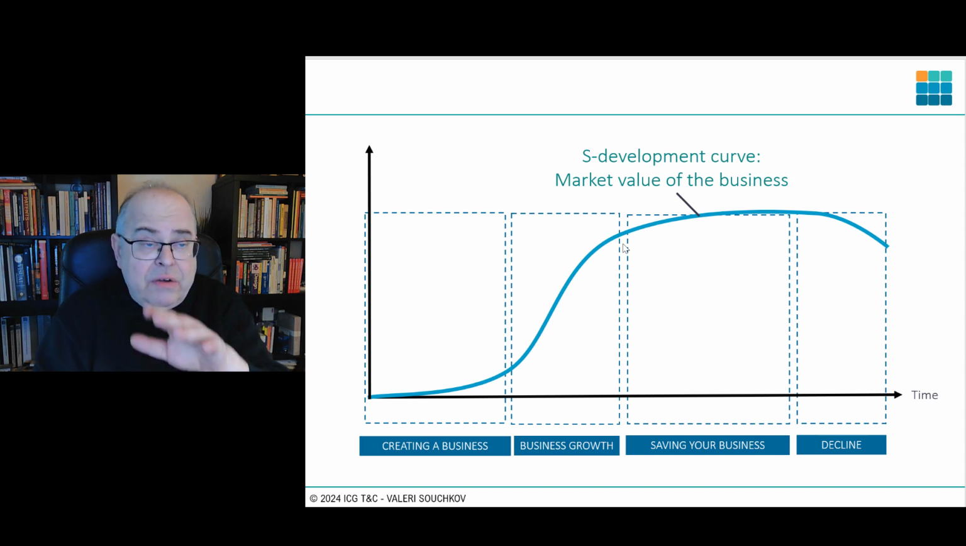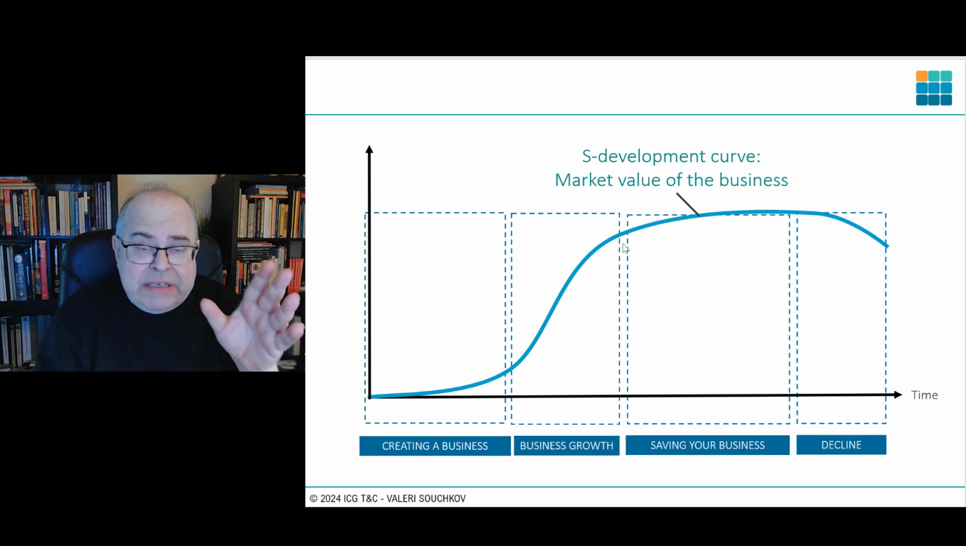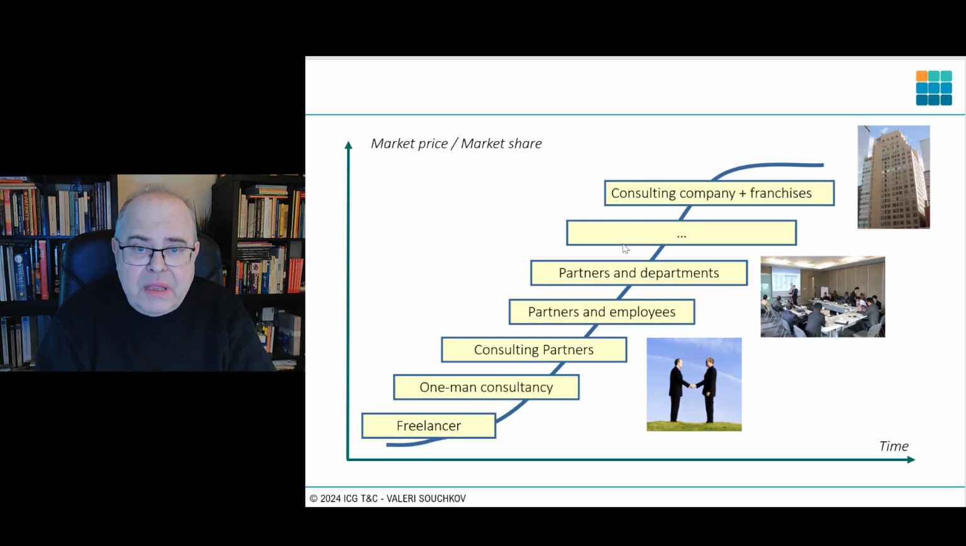It is an S-curve. You see that the shape of this blue line follows an S-curve. That's why we call it the S-curve development law. There are more models of evolution which correlate with this S-curve. If you look at an example, for instance, the appearance and growth of a consulting company.